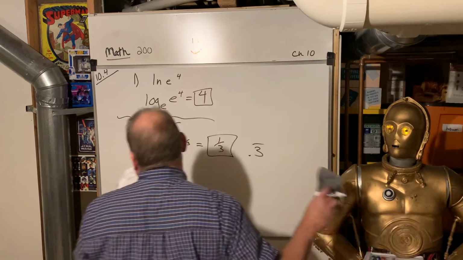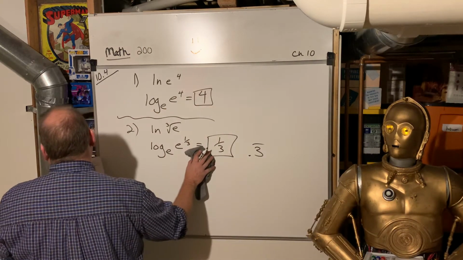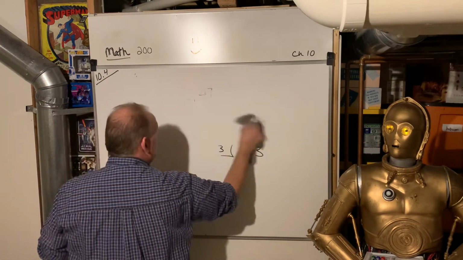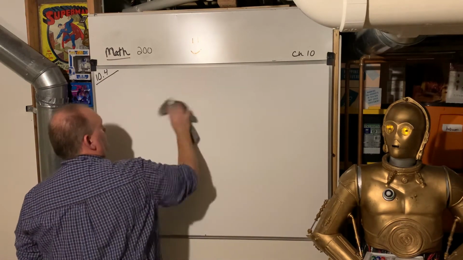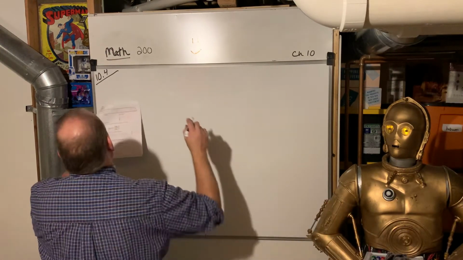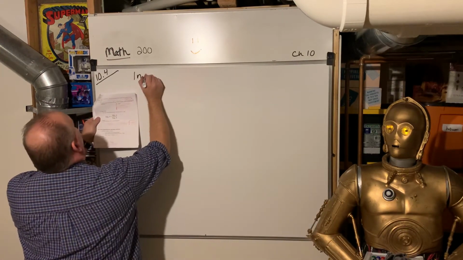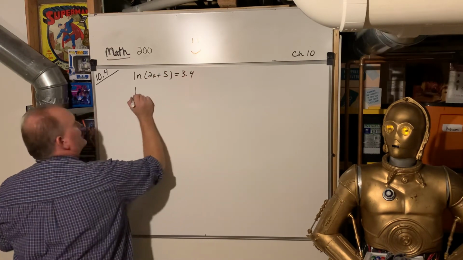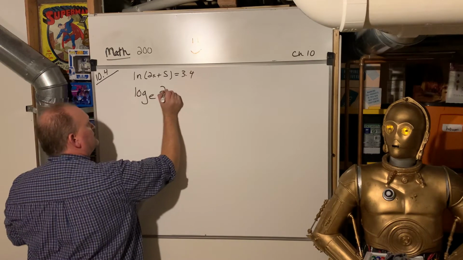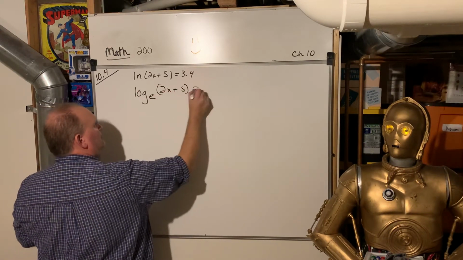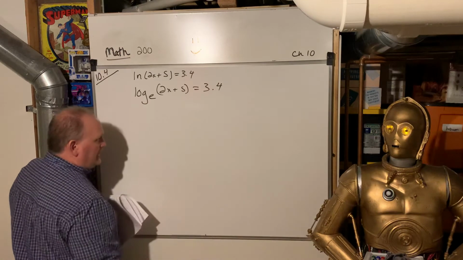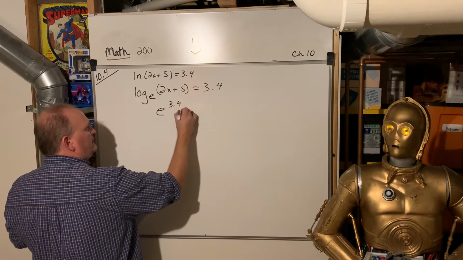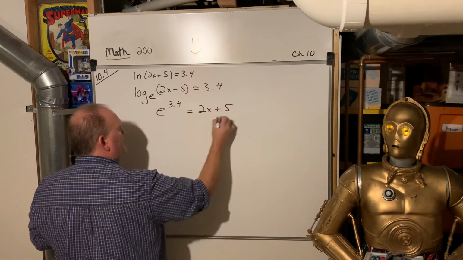So let's take a look at page 22. Solving ln of 2x plus 5 is equal to 3.4. So that's log base e of 2x plus 5 equals 3.4. So we're going to write it without the log. We're going to write it as an exponent. So e to the 3.4 equals 2x plus 5.